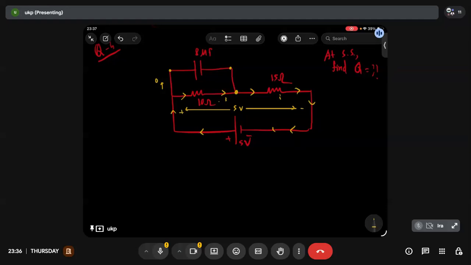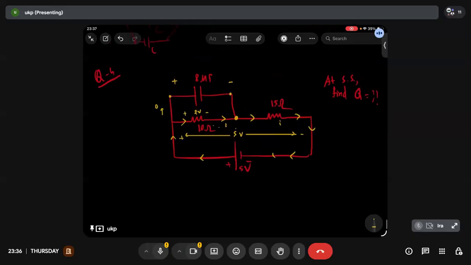Yes, sir. We had done this in the foundation session. So what will be the potential drop or voltage across 10 ohm? Now you will say simple, sir, 5 into 10 by 10 plus 15. So what is the answer? 5 into 10 by 25, 2 is coming. 2 volt. If this is 2 volt, then what is the potential drop across the terminals of the 8 microfarad as well? It is 2 volt only.